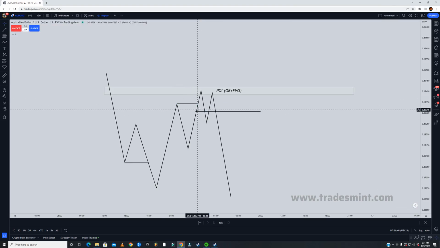which is here, right? So if the price breaks a structure somewhere around here, you look for your entry and boom. Trust me, it's going to increase your win rate by 10 to even 15%.